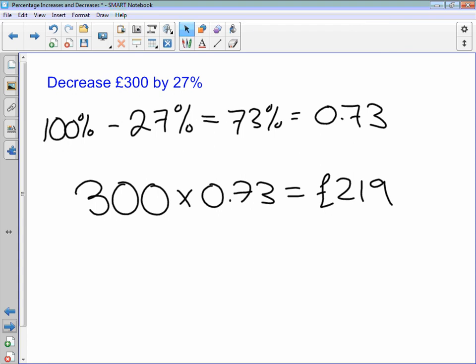So to find a percentage increase or decrease using a percentage multiplier, you need to make sure that you are working out the percentage multiplier first. If it's an increase, it will always be larger than 1. If it's a decrease, it will be less than 1. And then multiply the original amount by that multiplier to find out your answer.